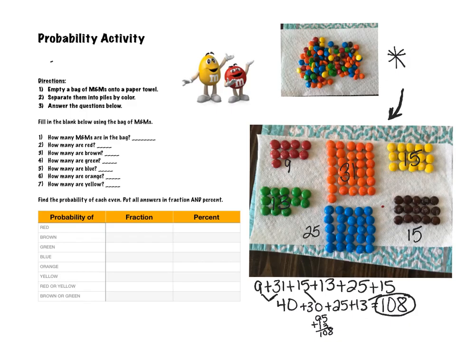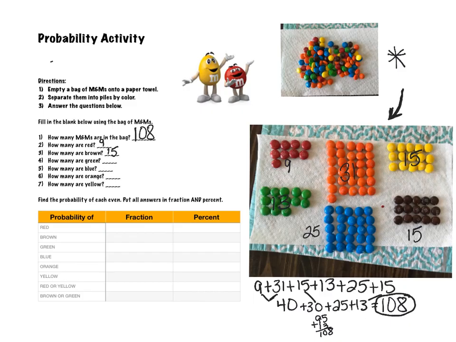So I'm going to come up to the worksheet here for number 1, and I'm going to put 108. Then it asks how many are red, and we actually already did that work, so that's nice and easy. We're just going to fill that in. We had 9 red. How many brown are there? We had 15 brown. So be careful you put the correct color and the correct number in the right place.